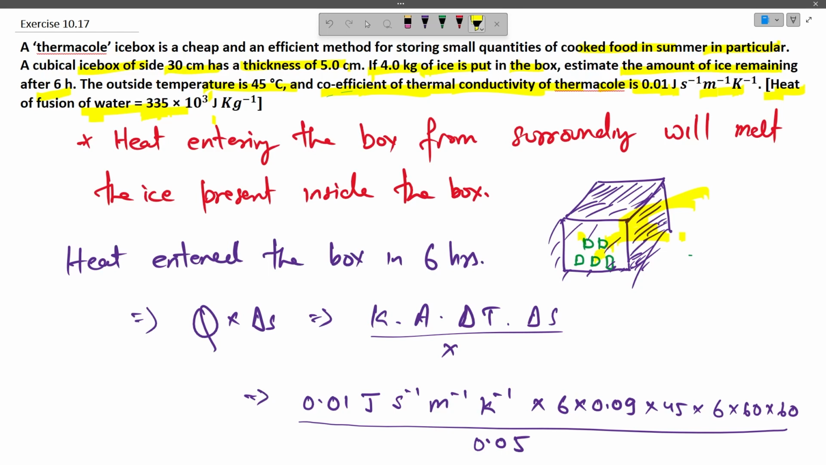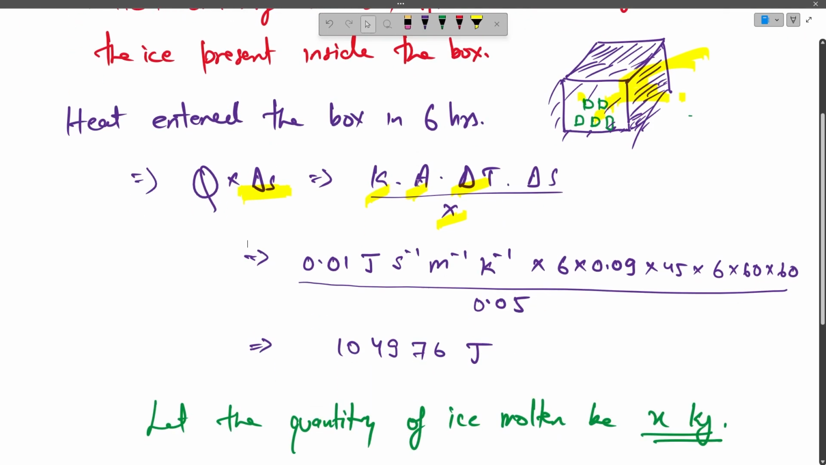So the rate of heat flow is given by KA delta T upon X, where K is the thermal conductivity, A is the cross-sectional area of heat flow, delta T is the thermal gradient, and X is the linear distance from the source of heat. Now when we multiply this by the duration, that is delta t in seconds, we can get the quantity of heat. Now using the given data, we find out that 104976 joule has entered in 6 hours.